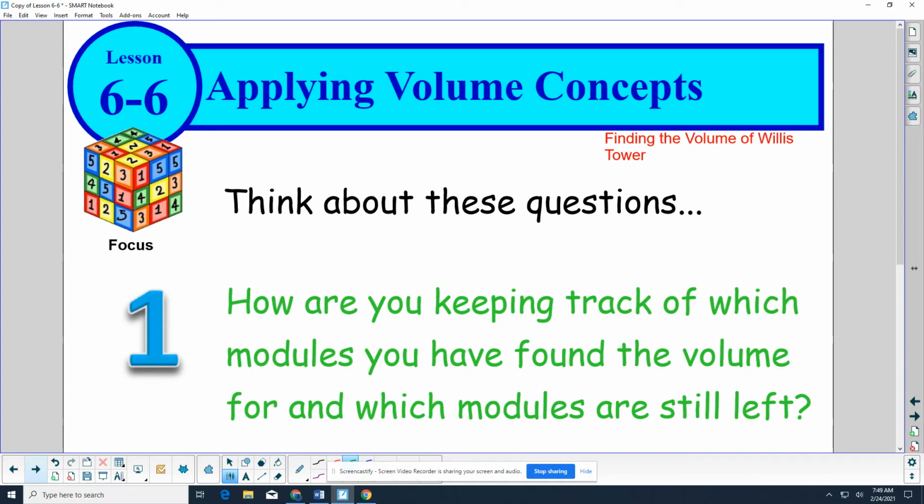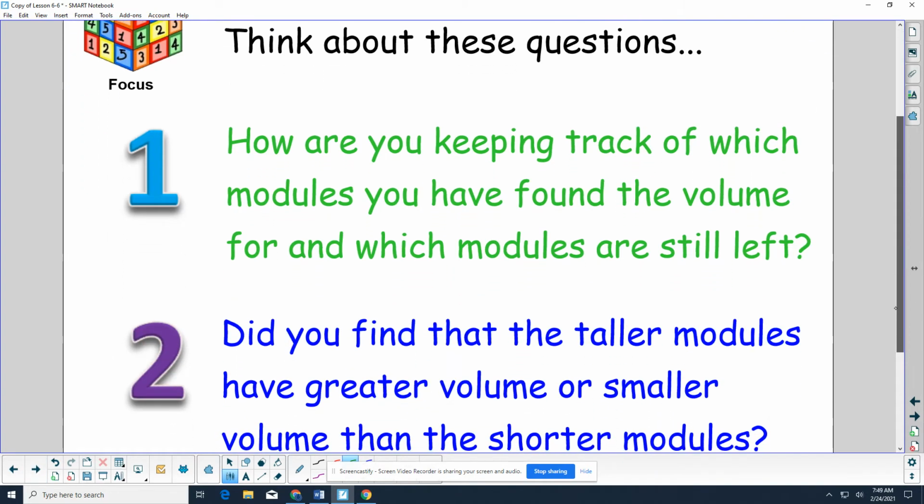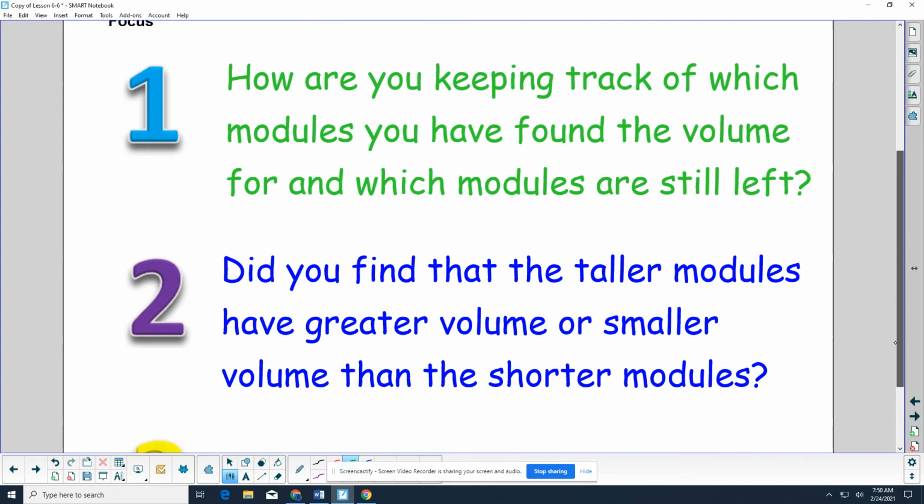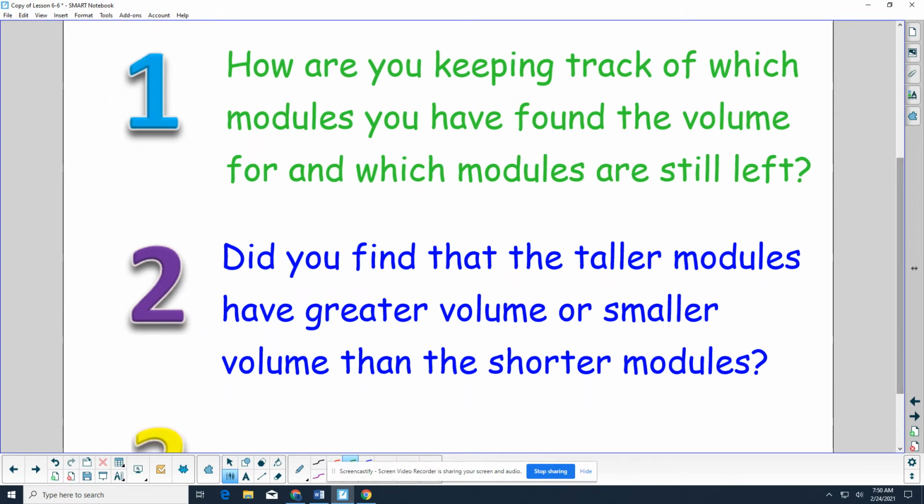How are you keeping track of which modules you have found the volume for and which modules are still left? Okay, so when we talk about volume, if you're breaking up a figure, like with those cubes on there, or even on Evaluate when we get problems where we have to break it into two parts, we could think of those as modules or sections of the building or of the box. Did you find that the taller modules have greater volume or smaller volume than the shorter modules? So think about that. If they have the same base, are the taller ones going to have a greater volume? Are they going to take up more space?